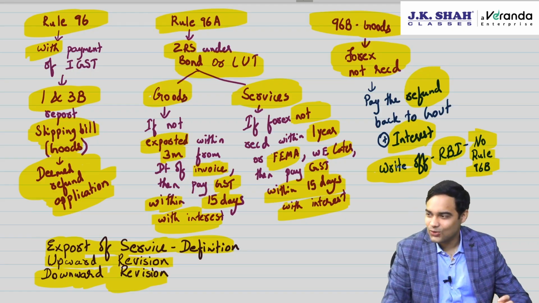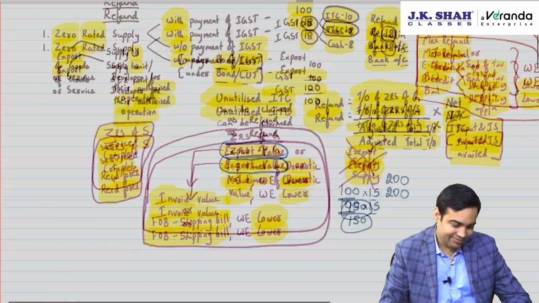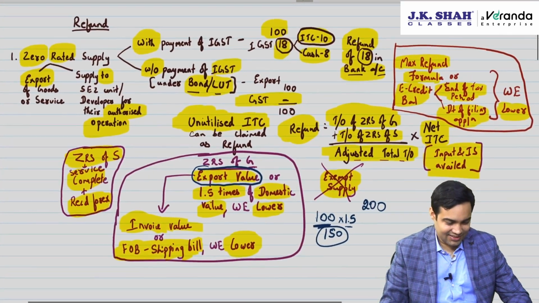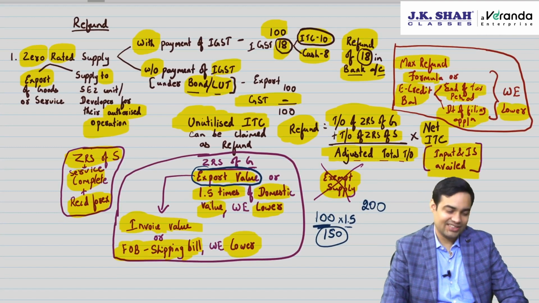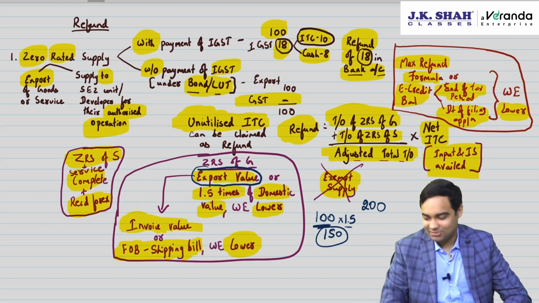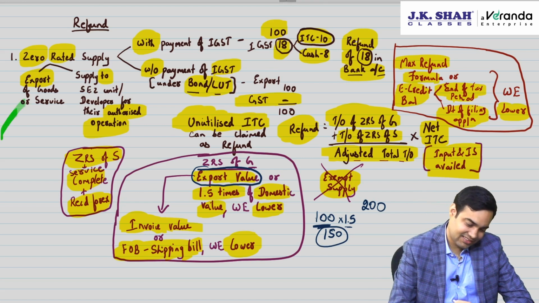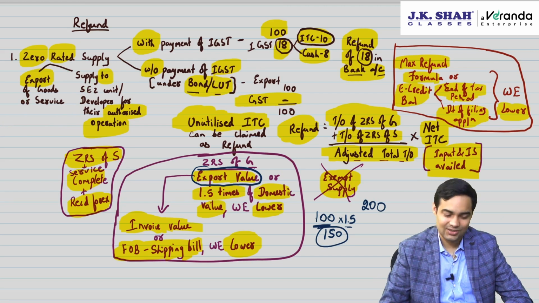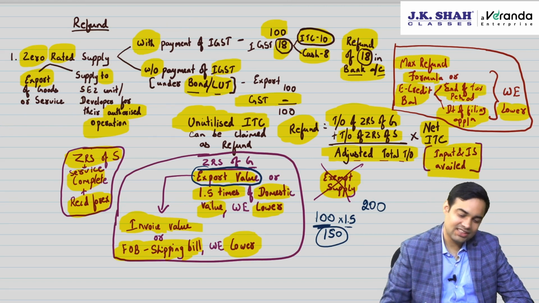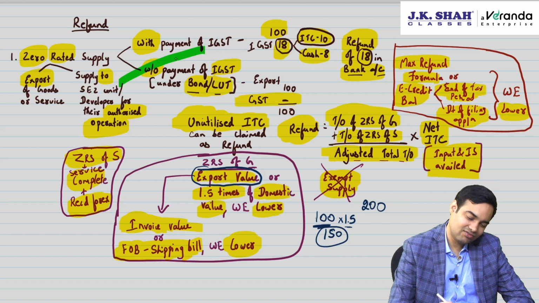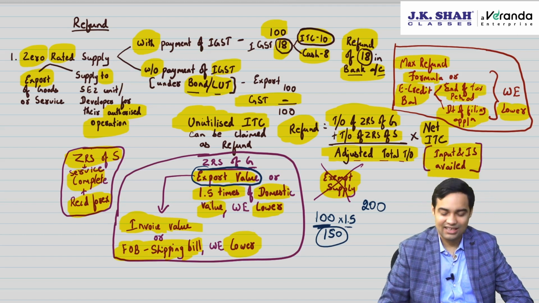Okay, let's now quickly go through all the cases which we have dealt with. The first topic was zero rated supply, two types. One, exports. Second one, supply to SEZ unit or developer for their authorized operation. With payment of GST, whatever GST I have paid, I can claim a refund of that. If I do without payment of GST, then unutilized ITC can be claimed as refund.